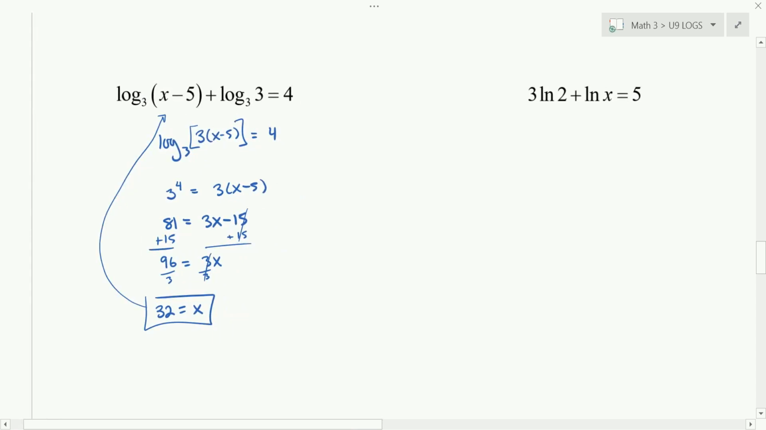Going to try the next one. 3 natural log of 2 plus natural log of x is 5.